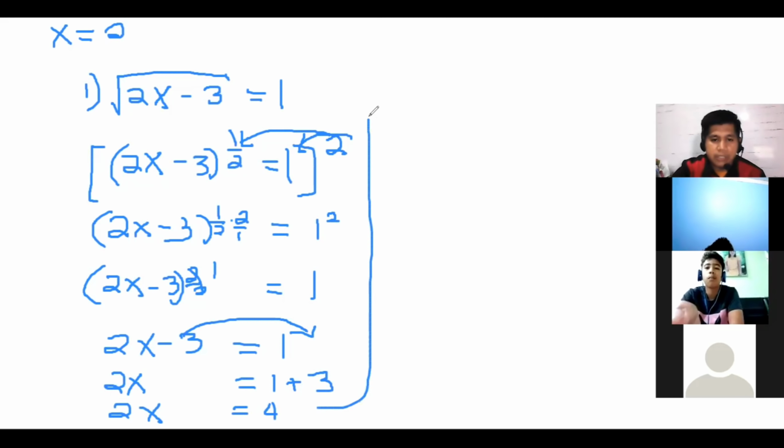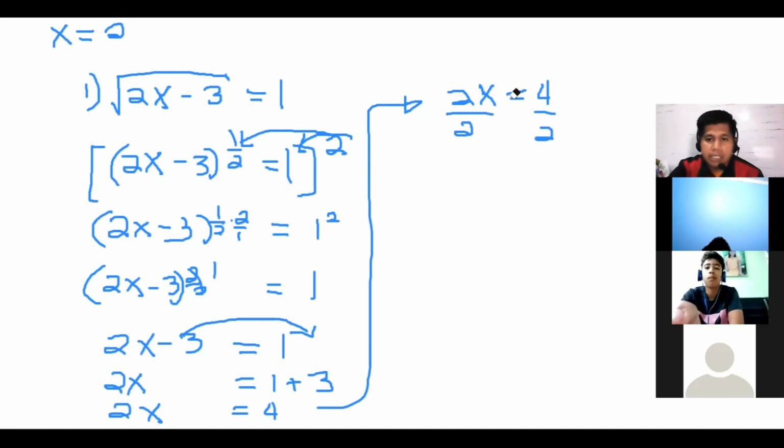So let's continue here. 2x equals 4. The next thing is that we're going to get rid of the coefficient of your x. So we're going to divide both sides by 2. Divide your 2x by 2, and we're going to divide 4 by 2.